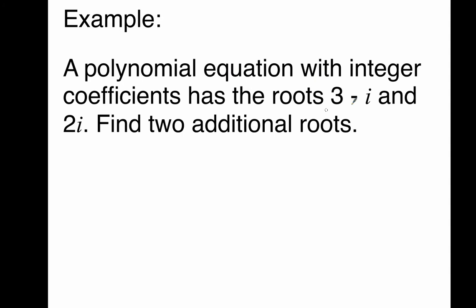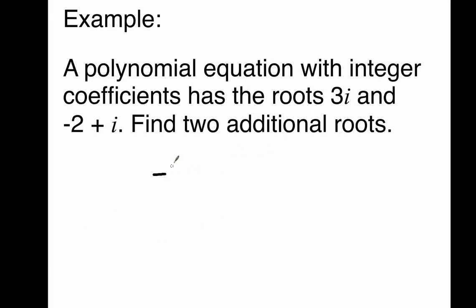So here's an example. If 3 minus i is a root, then 3 plus i must also be a root. If 2i is a root, negative 2i must also be a root. If 3i is a root, negative 3i is a root. And if negative 2 plus i is a root, then negative 2 minus i must also be a root. These are all conjugates. So the conjugate of 3i is negative 3i. The conjugate of negative 2 plus i is negative 2 minus i.